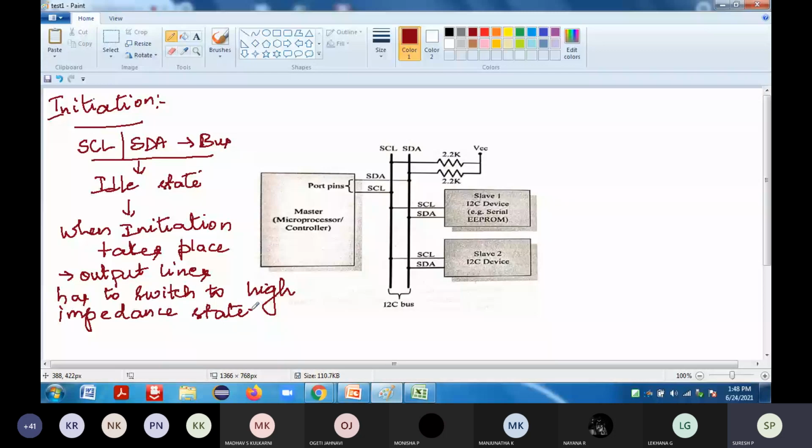Now for proper operation of the bus, both bus lines should be put to the supply voltage of plus 5 volts. If these are built using transistors, and these two lines have to work, that is SDA and SCL, you have to give voltage to those lines. The minimum voltage you are supposed to give is plus 5 volts to make your bus active.